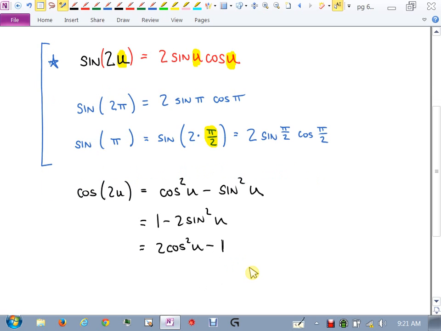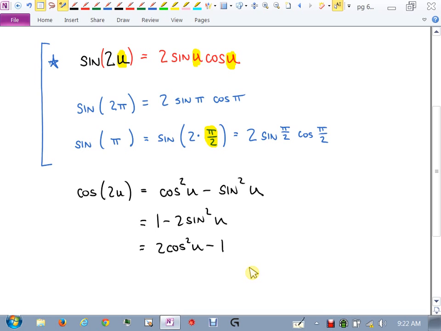Which means that anytime you see cosine of a double angle, you have 3 different choices as to how you could break that down. And the one you choose is up to you, but is often dictated by what you're trying to do in the problem. I'll show you an example here in a minute where you'll see that we have to make some choices when we're trying to do this.